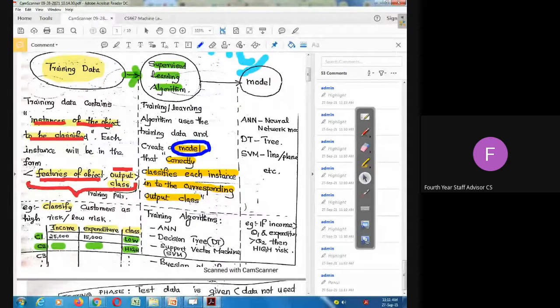Try to understand that concept. That model, what is the property of the model? It correctly classifies each instance into the corresponding output class.